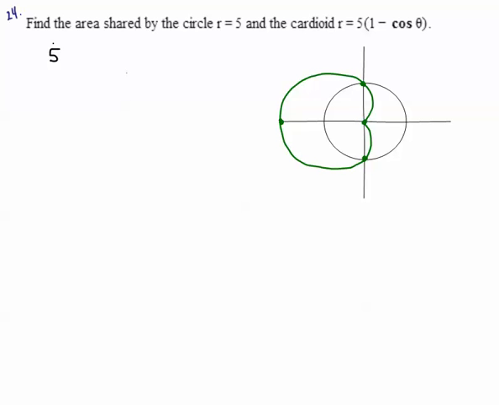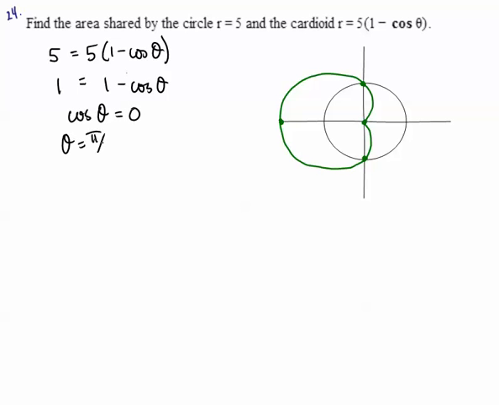We have r equals 5, and we have r equals 5 times 1 minus cosine theta, so we can set them equal to each other and solve for theta. We get 1 is equal to 1 minus cosine theta, so cosine theta is equal to 0, and that happens when theta is pi over 2, or when theta is equal to 3 pi over 2. We can see from our graph that that is true.